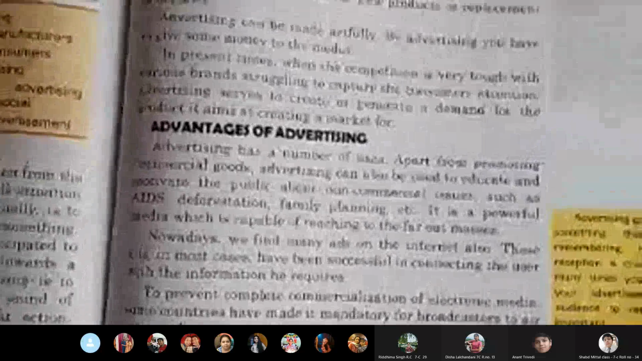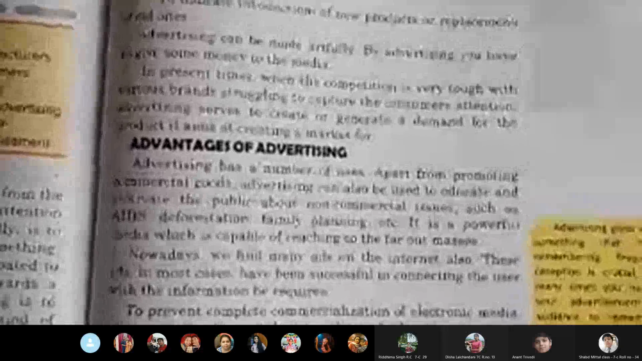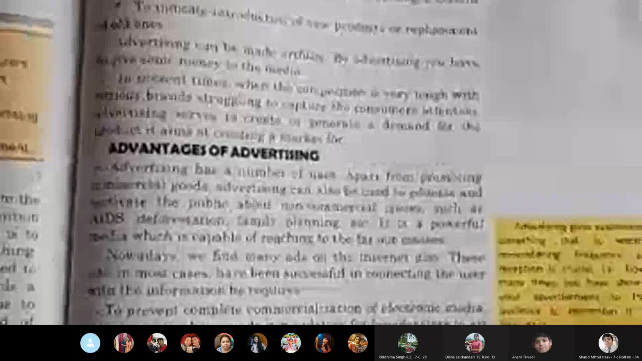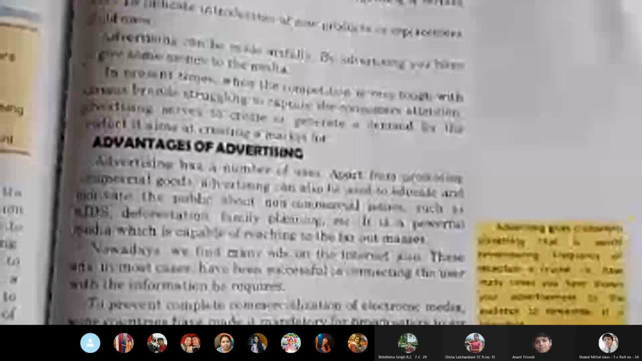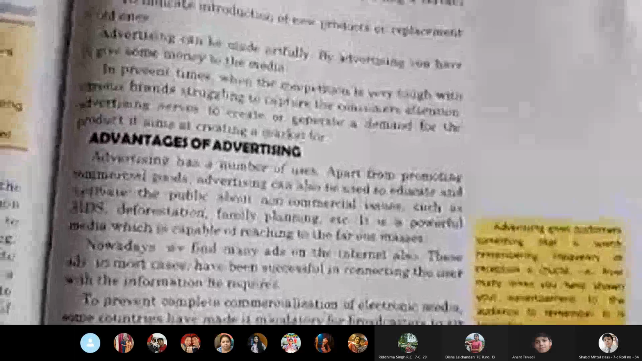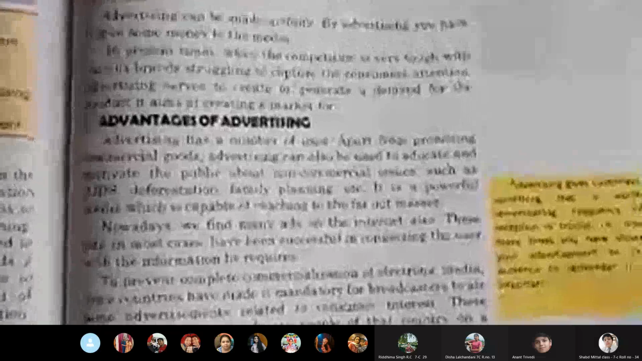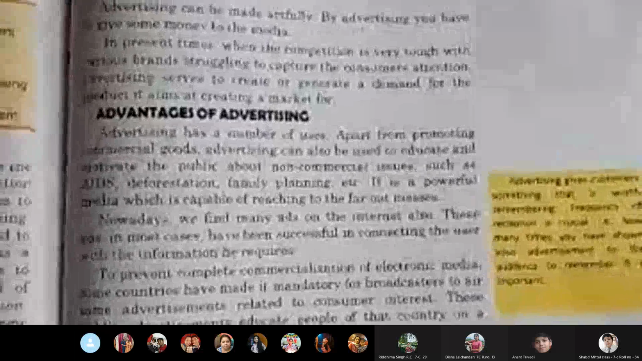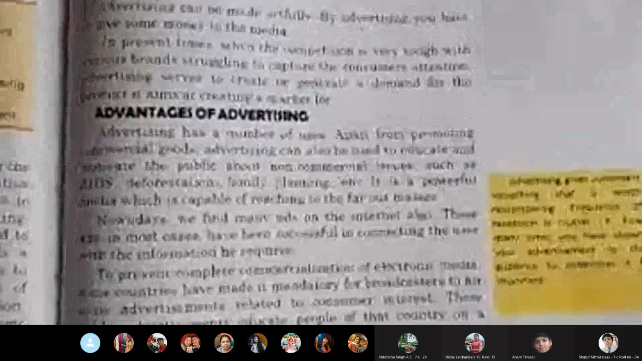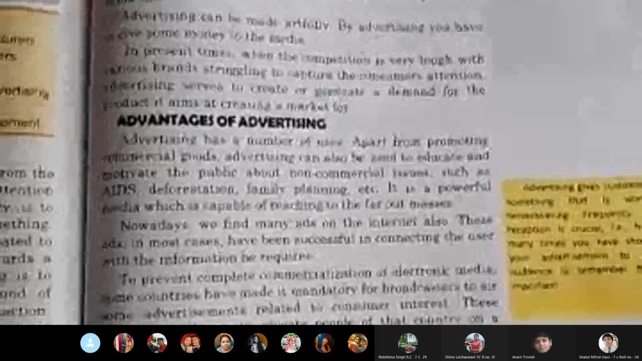Then what are the advantages of advertising? Advertising has a number of uses. Apart from promoting commercial goods, advertising can also be used to educate and motivate the public about non-commercial issues such as AIDS, deforestation, family planning, etc. Now, it is not just the products which are advertised, but many times health programs are also advertised so that people are aware about the basic problems. They are not commercially important. Commercially means from the point of view of buying and selling, or money matters, but also awareness.